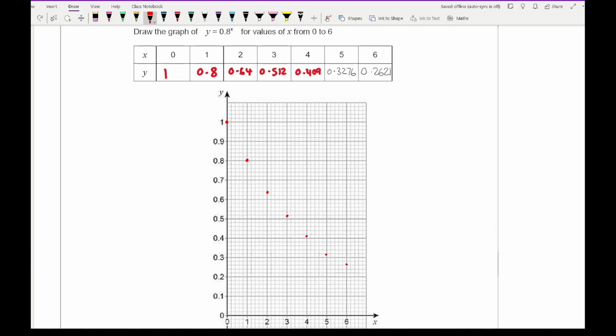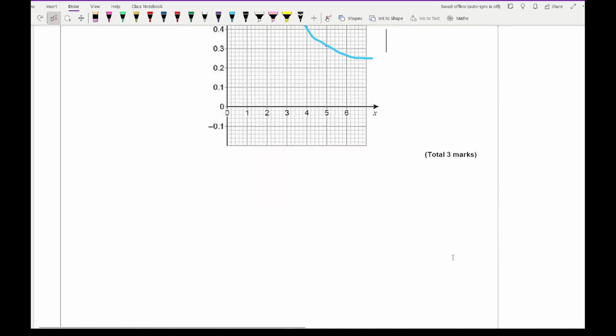The next thing we then need to do is to carefully join those points up, which is the bit that I hate doing on the computer, and it should be a nice smooth curve. So your curve should look something like that, going through all the points that you have plotted.